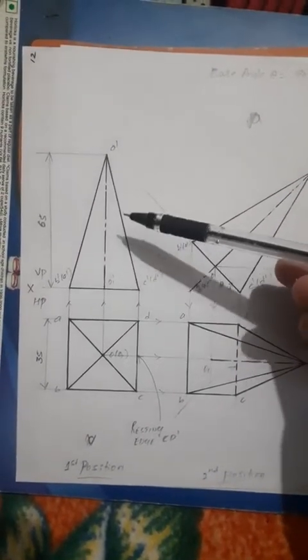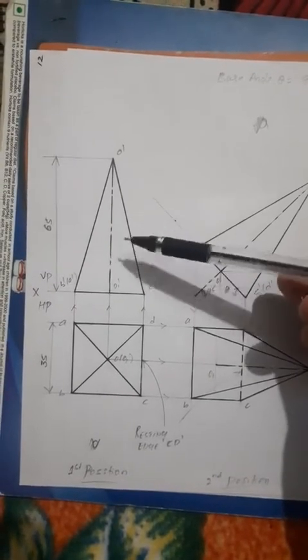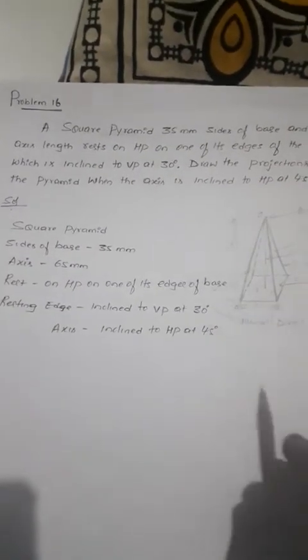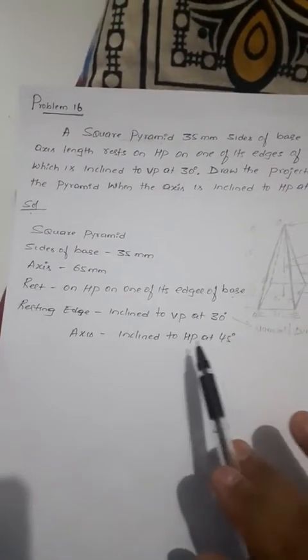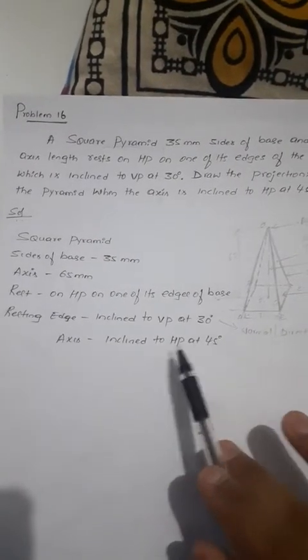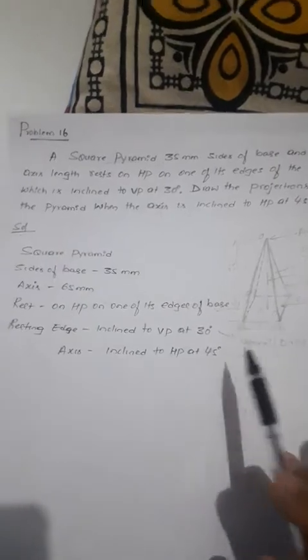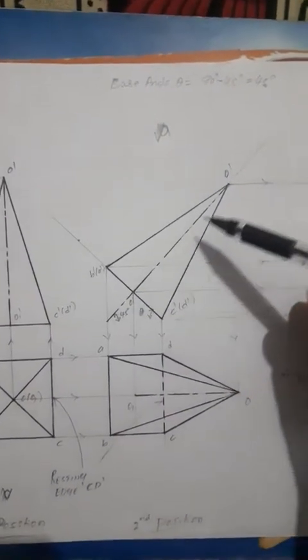Now this is what? First position, front view, over. What is the second condition given? The first condition is over, right? Resting on HP on one of the edges of the base. Next, the axis is inclined to HP at 45 degrees. Whatever dimension is given with respect to HP, I want to show in VP, right? Yes. Now we can't directly draw this 45 degree axis line.